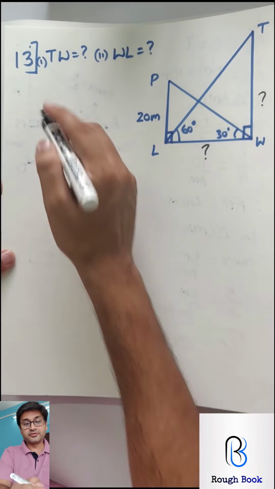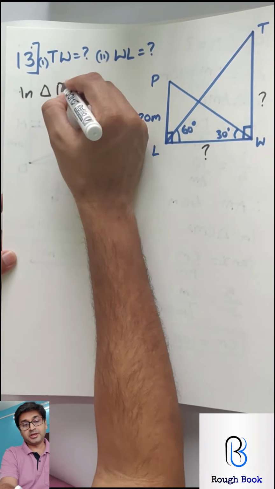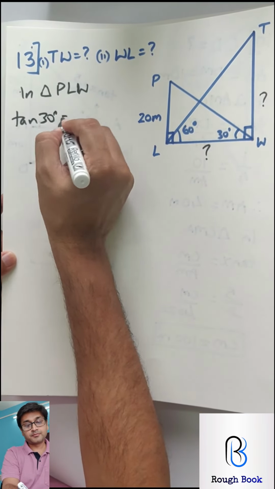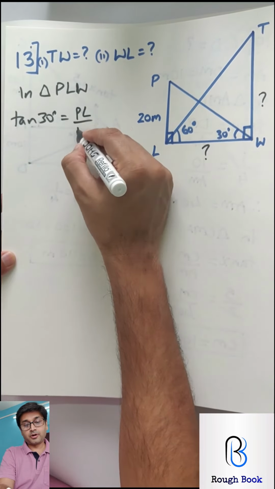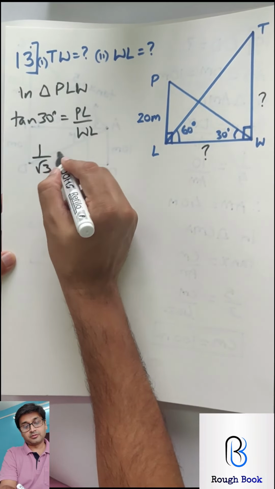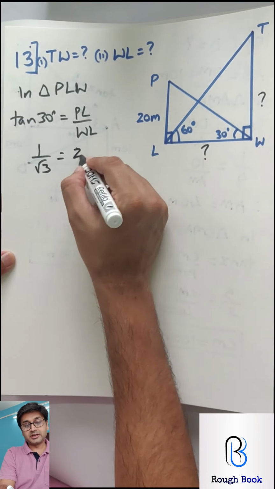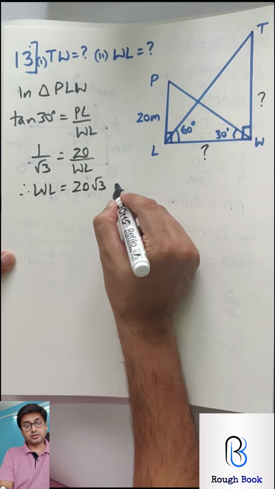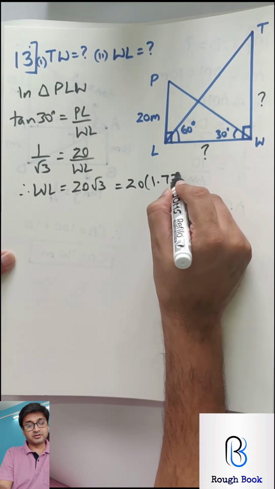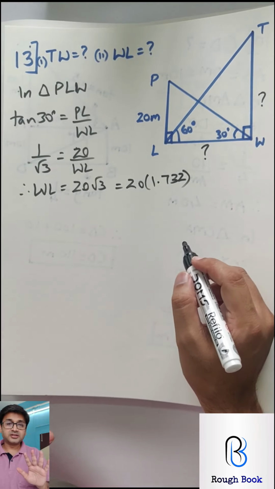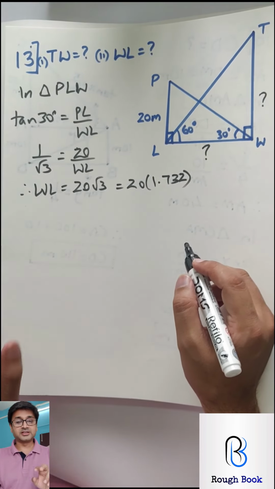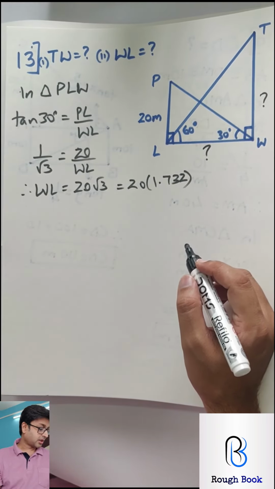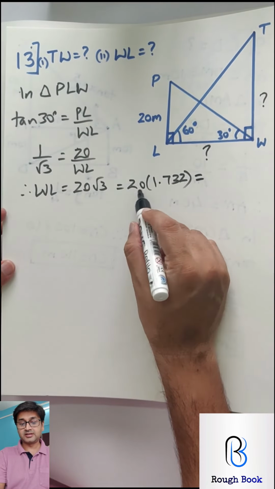So let's hit it. So first one, in triangle PLW, I will say tan 30 is equal to PL upon WL. So tan 30 is 1 by root 3, PL is 20 upon WL. So I can say therefore WL is 20 root 3, that is 20 into 1.732. Always get your answer normally and then convert to 2 decimal places if they don't tell anything. But if they say, then stick to it. So in sum number 13, they have not told you anything. So let's first find the answer.